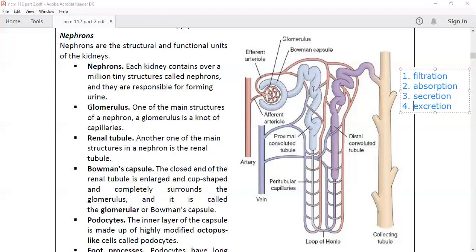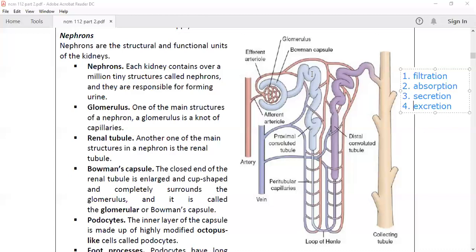So that is where your absorption occurs. Absorption actually is dependent on what your body needs. There are substances that are completely absorbed. There are substances that are partially absorbed. An example of a substance that is completely absorbed back is your glucose. That's why you seldom see glucose in your urine, because it is completely absorbed in your tubules and then returned into your capillaries. So that is the function of your capillaries.